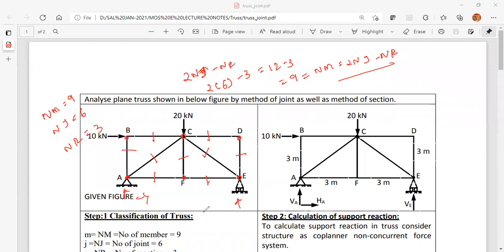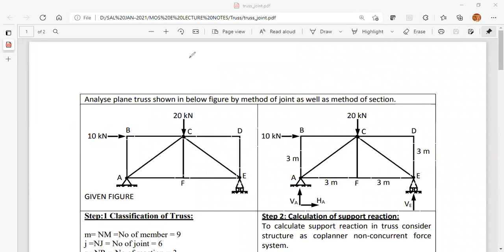So don't worry about how to create a perfect or stable one. It is not a task of this particular semester. In every example you have a perfect truss only, but you need to verify whether the given geometry is perfect or not. So how to verify? I have taught you, I already taught you. Now the next step is to calculate the support reactions.